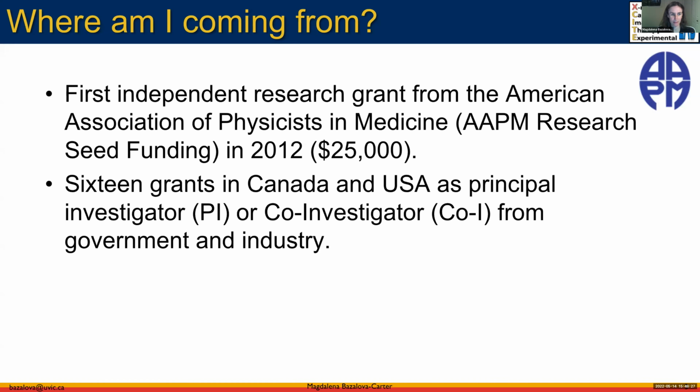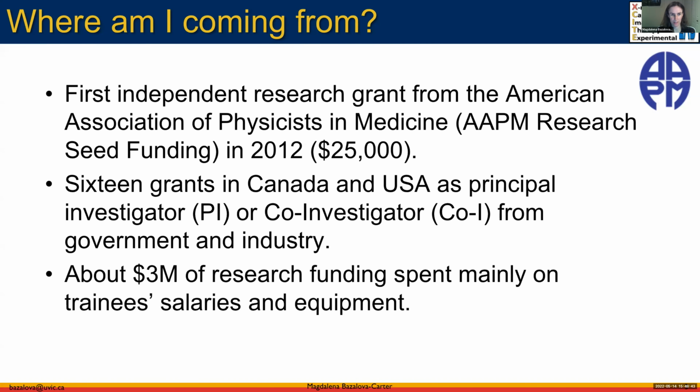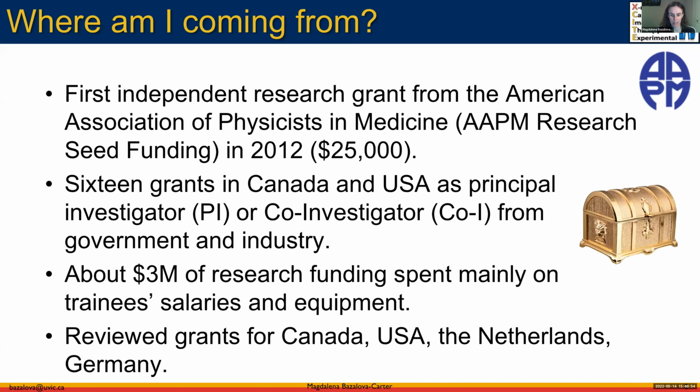I have held 16 grants in either Canada or the USA as principal investigator or co-investigator. Principal investigator is often abbreviated as PI and co-investigator as COI. These were received from either government or industry. So far I've received about 3 million in research funding, which was spent mainly on trainees' salaries and equipment. I think this is very different depending on what country you're in. And I have reviewed grants for Canada, US, the Netherlands, and Germany so far from what I remember.